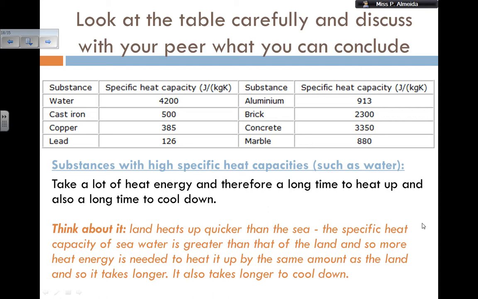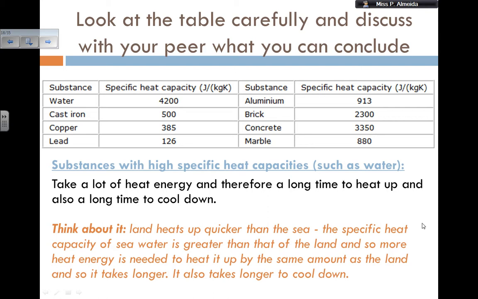Therefore, you don't need to supply elsewhere, so you supply to the concrete. And then when you stop supplying the energy, it's going to take a long time for the concrete to cool down, because the specific heat capacity is so high. So you can use it as storage heaters. They are going to store heat and then slowly give the heat away.